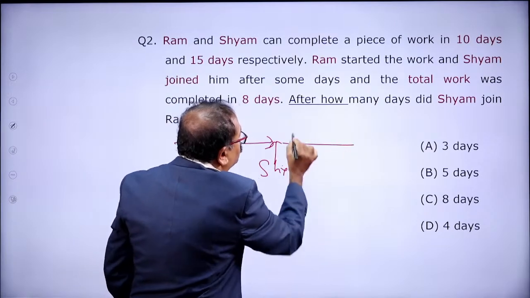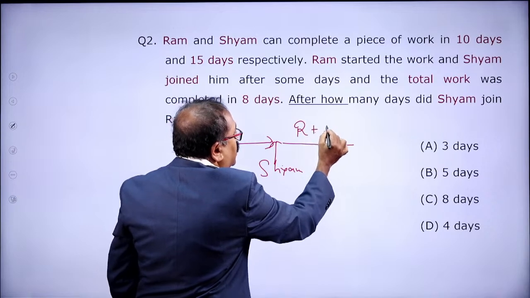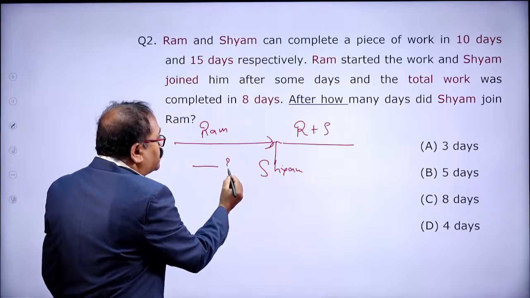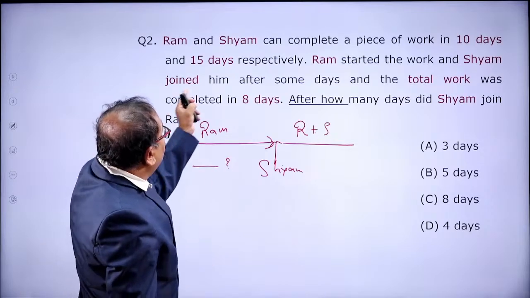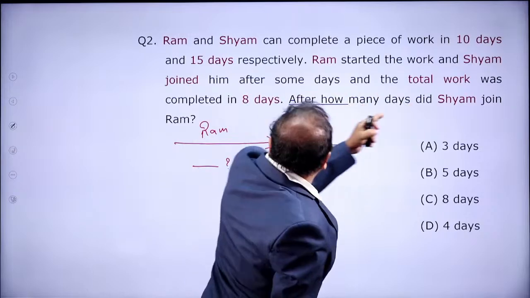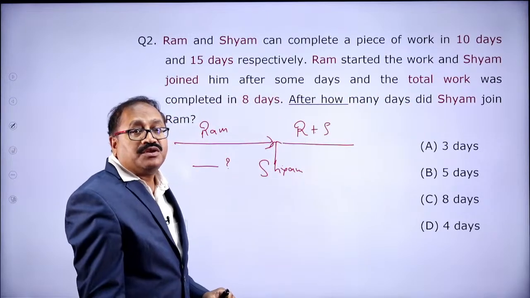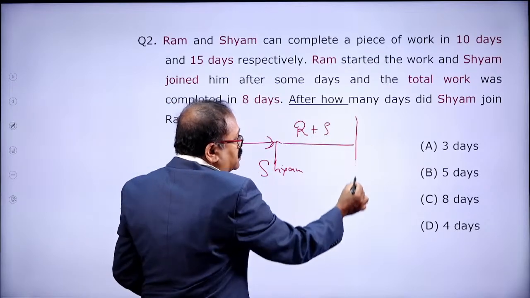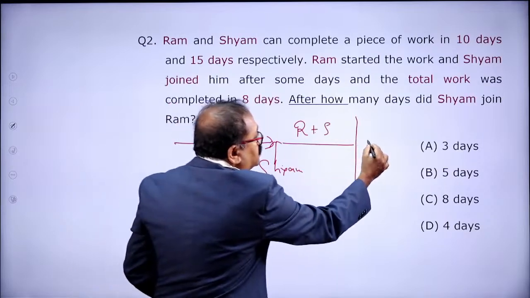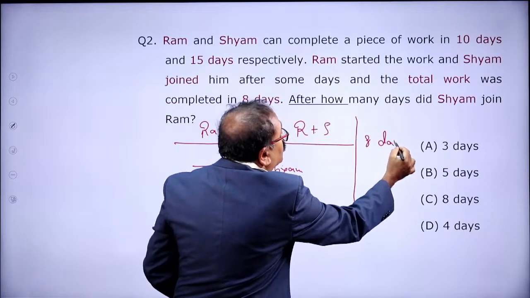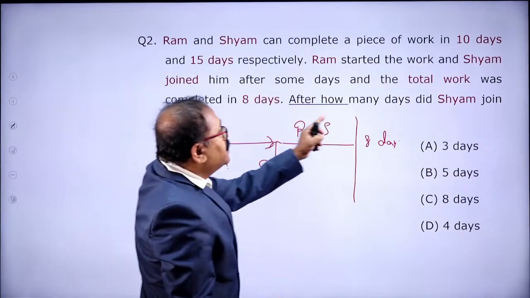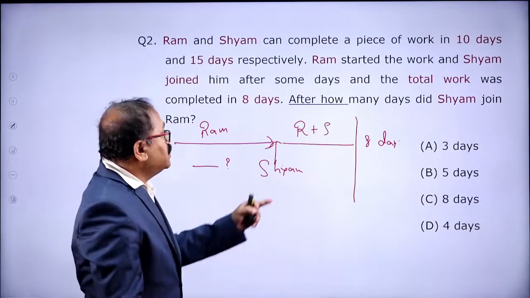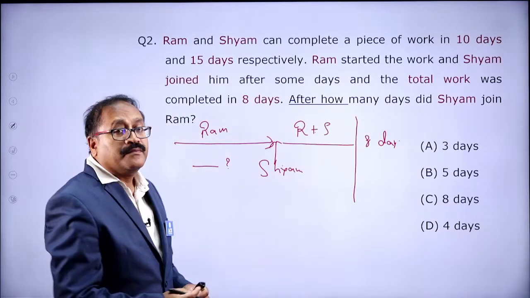So after Shyam joins, Ram and Shyam together are working for these days. After some days, I don't know after how many days. Now, Shyam joined after some days and the total work is completed in 8 days. From here to here, the total is 8 days. Then what is the question? After how many days did Shyam join him?